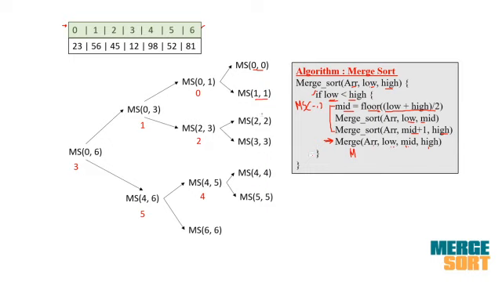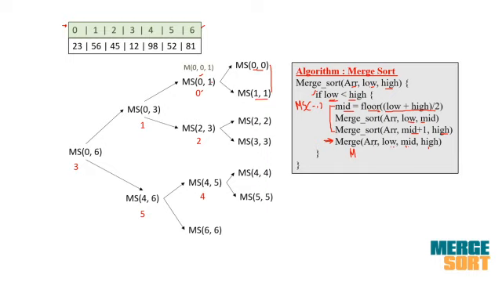Now when we come to this part, this has only one element and this is returned to the calling function MS 0,1. MS 0,1 will call this function merge, which has index low, mid and high. So low in this case is 0, mid in this case is 0, and high in this case is 1.